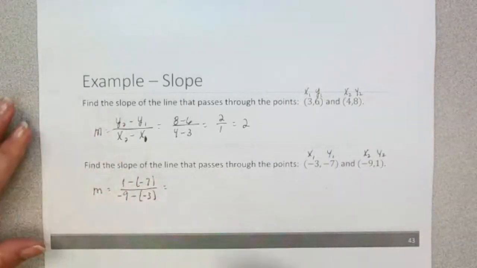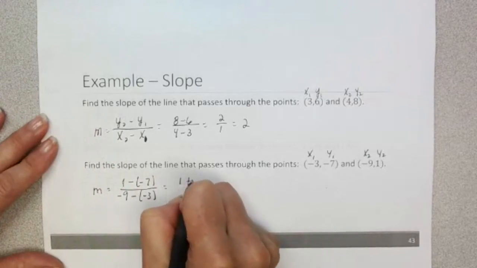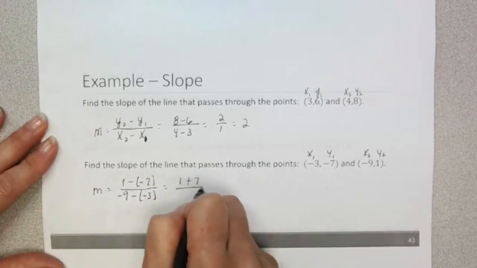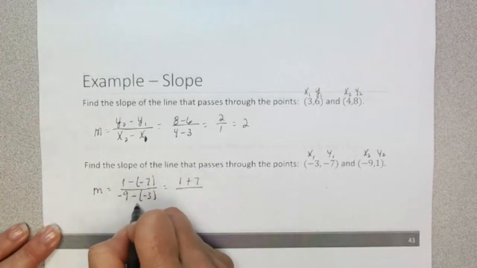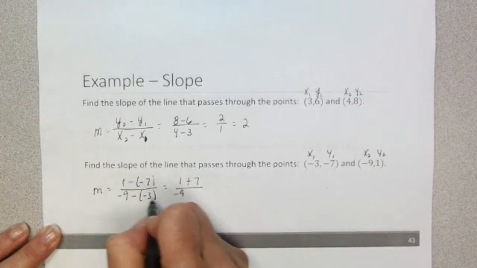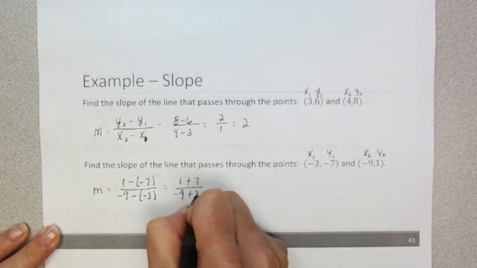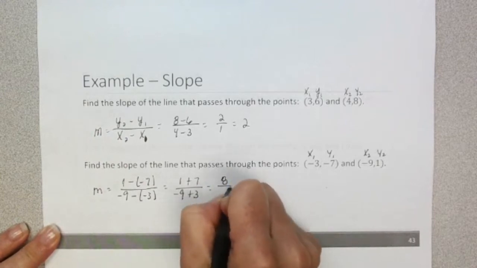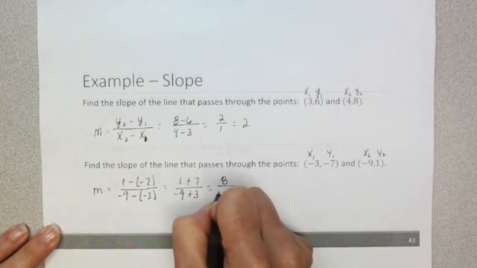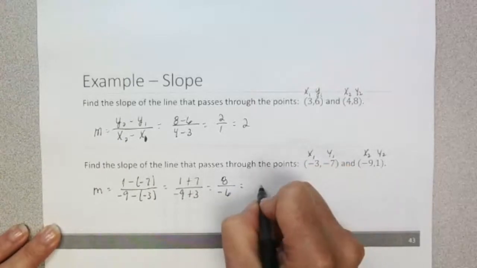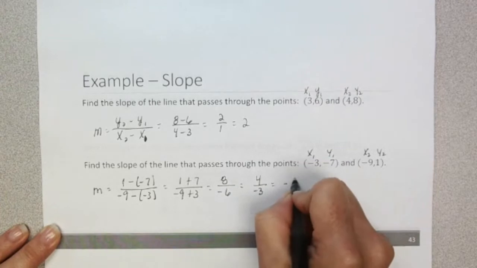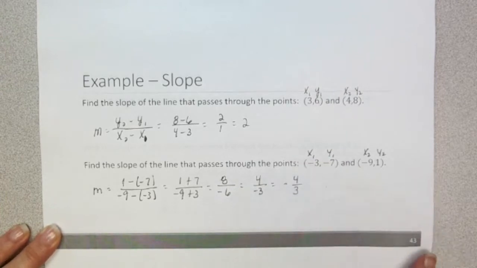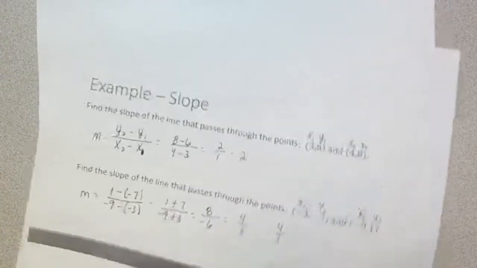Okay, so 1 minus a -7, this, of course, is 1 plus 7. Minus a negative, we kind of turn each other into positives, right? And then -9 minus a -3, that's -9 plus 3. So 1 plus 7, of course, is 8. -9 plus 3 is -6. Well, that's going to reduce down to 4 over -3, or -4/3. Okay.